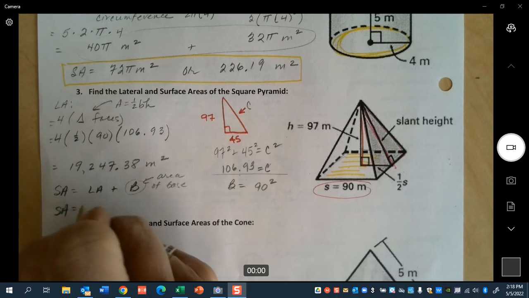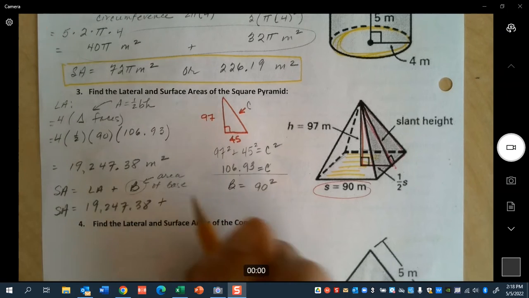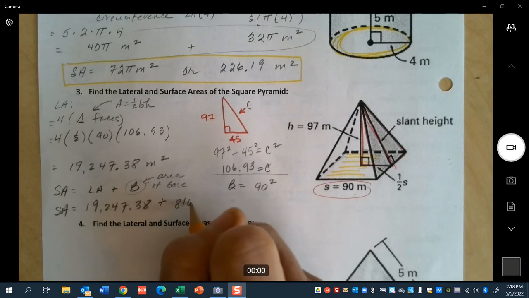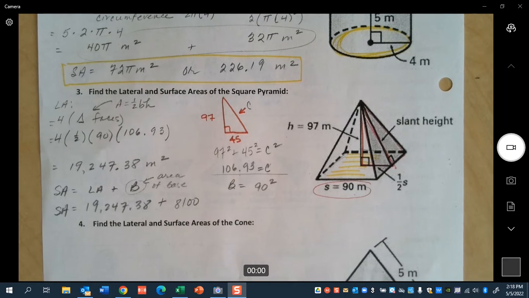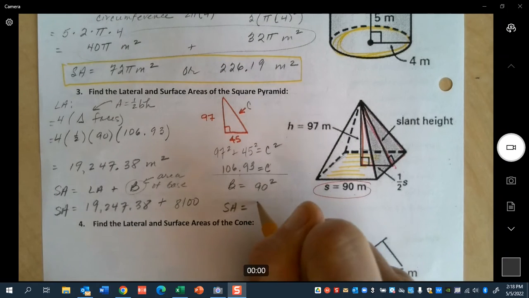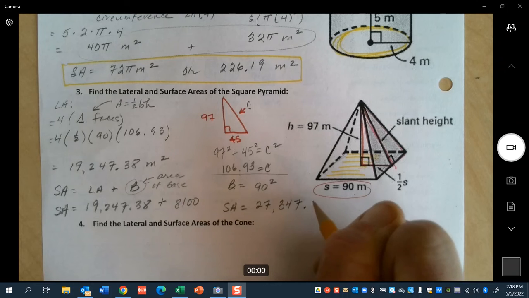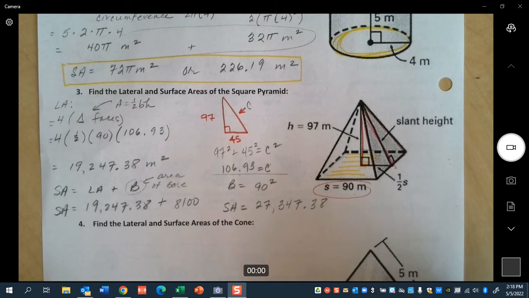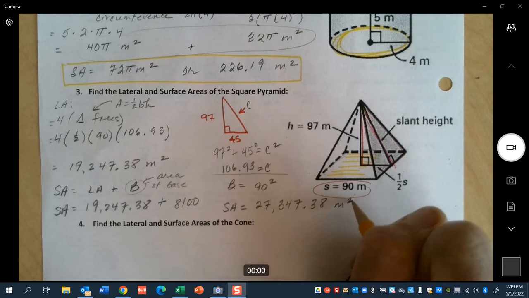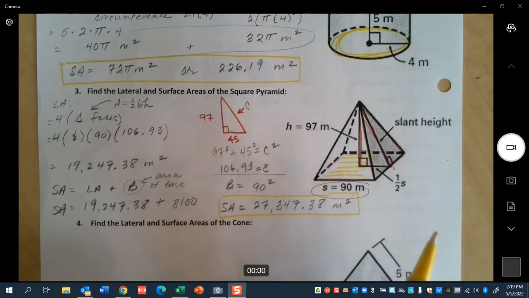So my surface area is equal to 19,247.38 plus 90 times 90 is 8,100. So my surface area of this shape is equal to 27,347, and I'm going to round to the thousandths. And remember, it's square meters. How many square meters can fit in that shape?